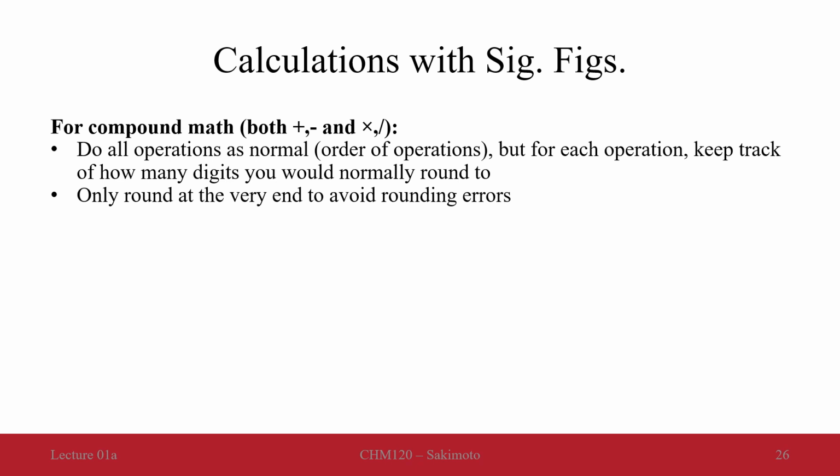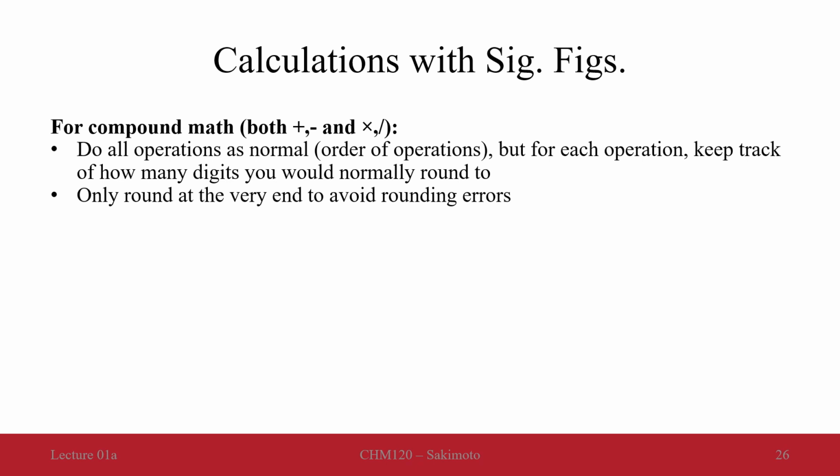Often, we'll need to do compound math, by which I mean we'll both have to add or subtract things, as well as multiply or divide things. As you do with normal math, we do order of operations, but after each operation, we sort of need to artificially keep track of how many digits we would normally round to, but not round yet. We will only round at the very end of the calculation.